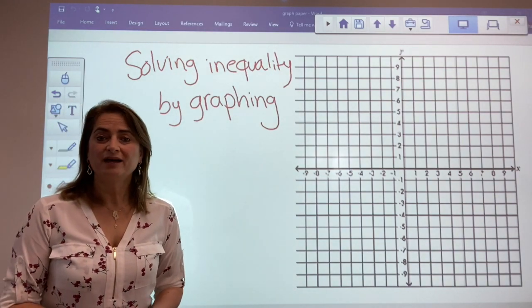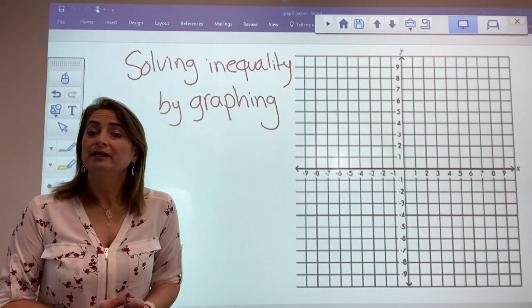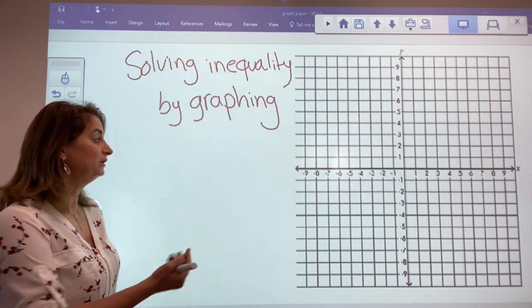Today we will be solving inequality by graphing. For us to understand that, let's review one thing. How do you solve equations? By graphing. I will start with something simple that we learned before.